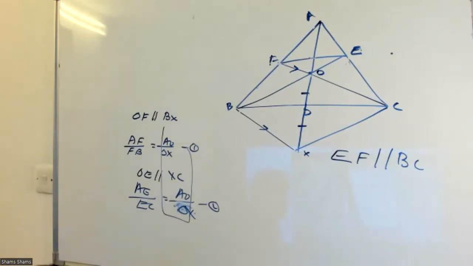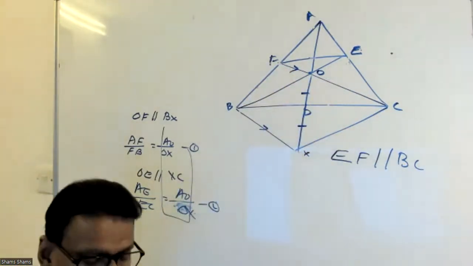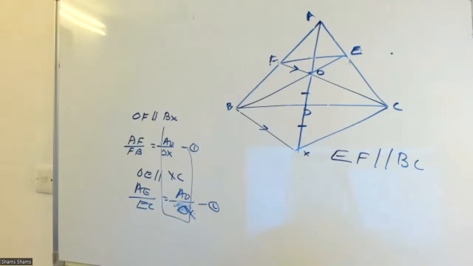Sir, can you repeat the last line? You already said CO is parallel to BX and BO is parallel to CX. This line parallel here, this line parallel here. In brackets, you write: in a parallelogram, opposite sides are parallel.